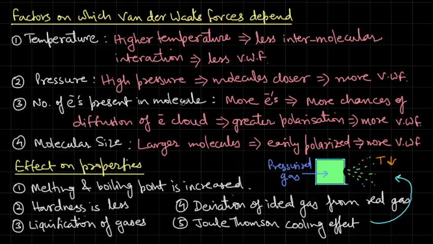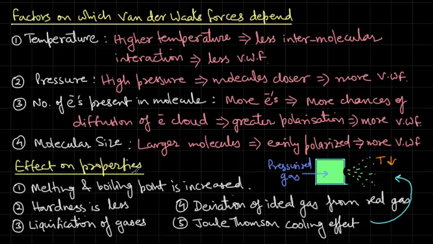Number of electrons present in molecules. If the electrons are more, the chances of diffusion of the electron cloud are also more. That means polarization will be more, and again more van der Waals forces. Molecular size. This and this are kind of similar. If the number of electrons is more, then the van der Waals forces are more. Similarly, if molecular size is more, then the molecules are easily polarized. Therefore, it will have more van der Waals forces.